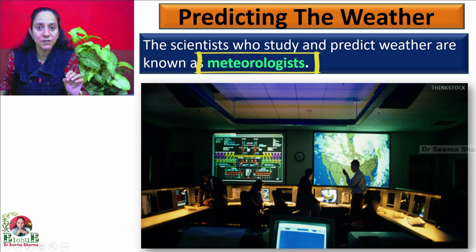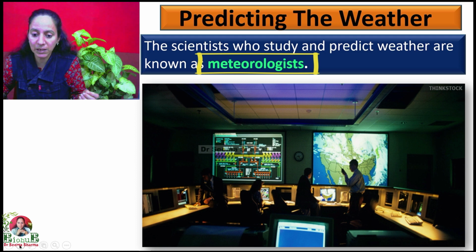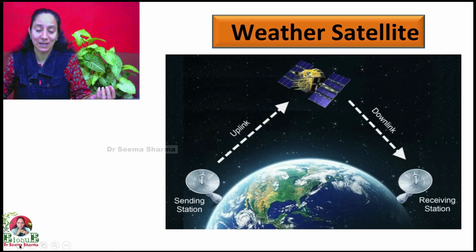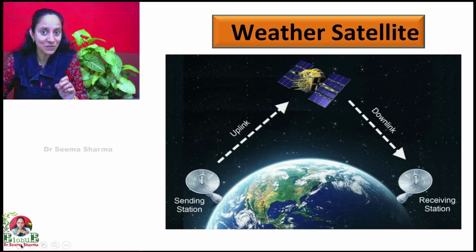These meteorologists work in sophisticated labs where they observe the different types of changes in the weather. They analyze the patterns and come up with a forecast. And how is this data becoming available to them so continuously? It is becoming available with the help of weather satellites. Each country has its own weather satellite. So this was about prediction of weather.